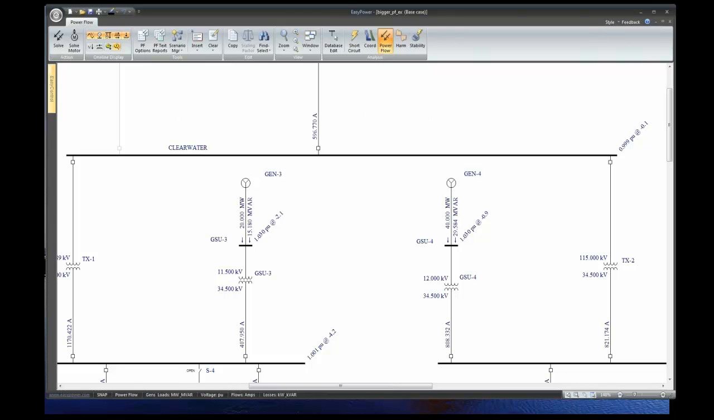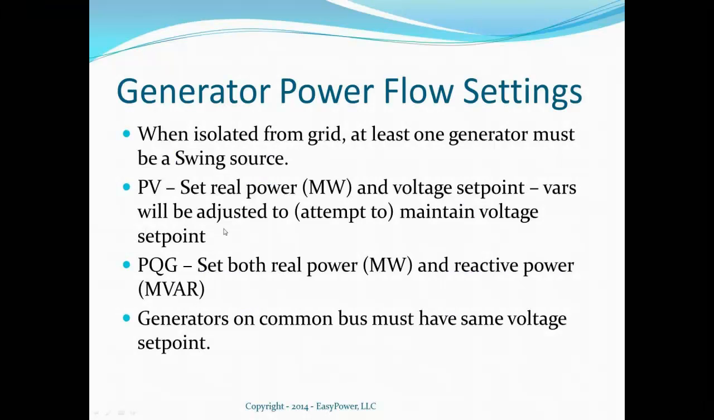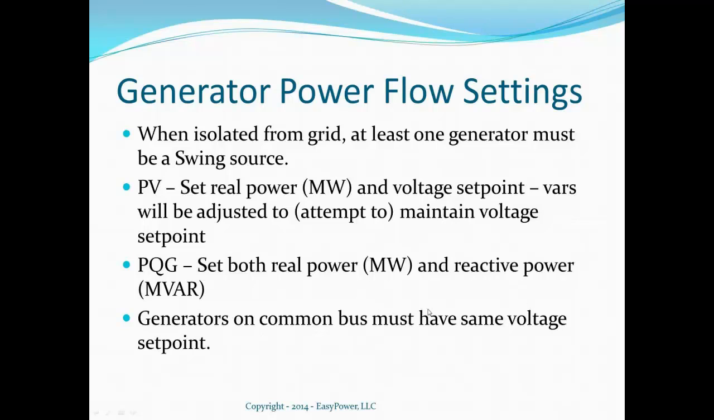So let me jump back over here. So we've talked about these a little bit. One thing I wanted to point out, when I have generators on a common bus, if I'm running PV, they're both going to have the same voltage set point. Otherwise, the program's going to change it for you. If you think about it, if both the generators are tied to a common bus, they pretty much have to have the same voltage. There's no voltage drop between the two that I can use to have one have a different voltage than the other, basically.